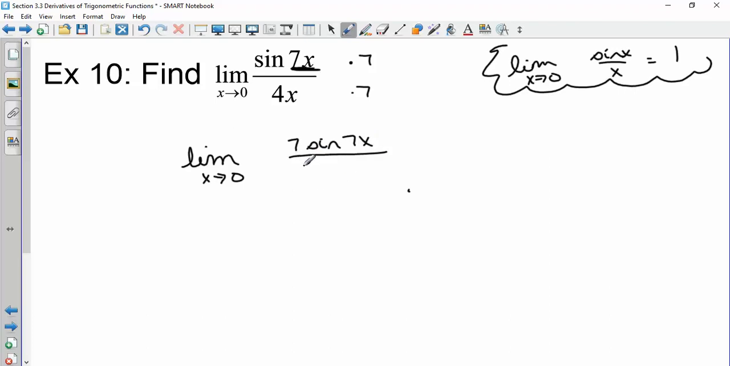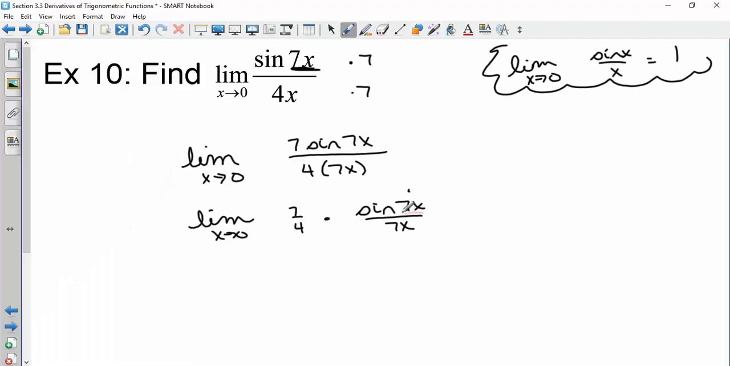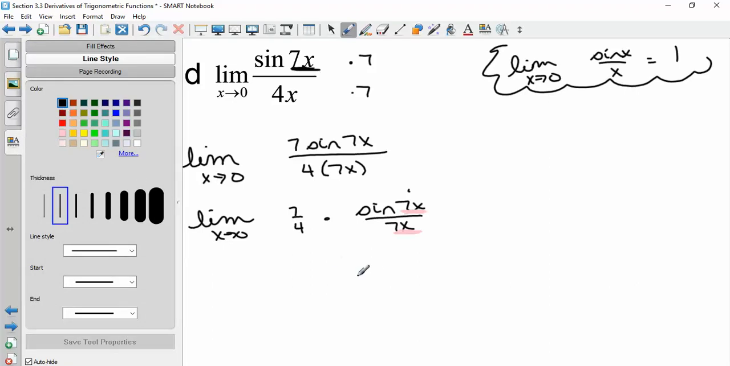So on the bottom, I'm just going to write this as 4 times 7x. Or another way we could think about this: the 7 over 4, I don't really need that. I could pull those apart. So now, my argument, 7x, matches my denominator, 7x. So we can do this limit.